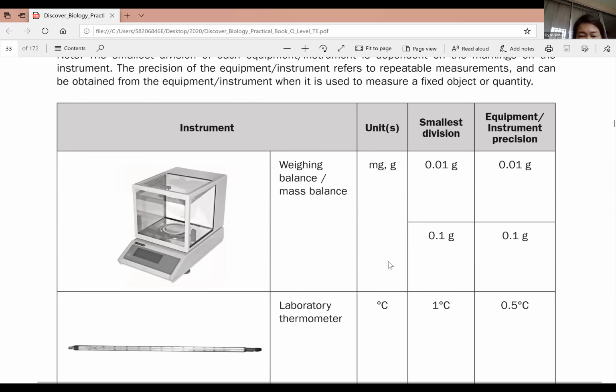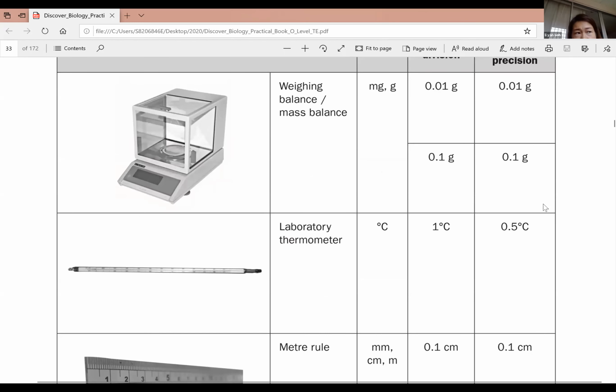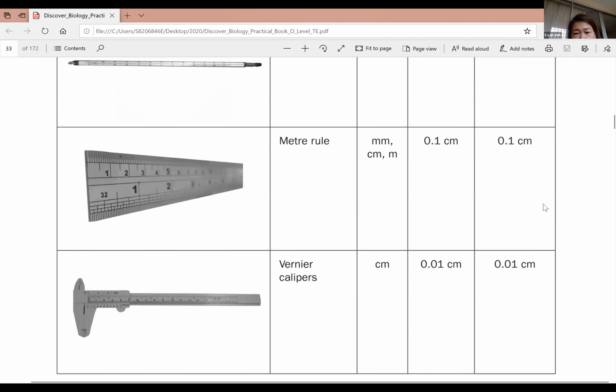Milligram, right? Let's say you measure something, it's like 2 grams, so you must record to 2.0 gram. Okay. Thermometer also is 0.5. So there's no such thing as 4.1 degrees Celsius. No, it's either 4.5, 5.5. Yeah. Okay. Then ruler as well. For cm is record to 1 decimal place.